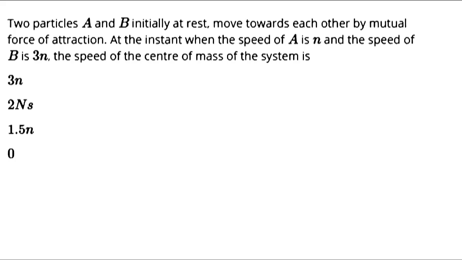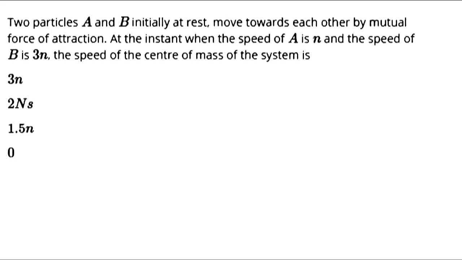Hello guys, so today we have this question that two particles, that is a particle A and B, initially at rest, move towards each other by the mutual force of attraction. So at the instant when the speed of A is n and the speed of B is 3n, the speed of the center of mass of the system is, so guys we have to find the speed of the center of mass.